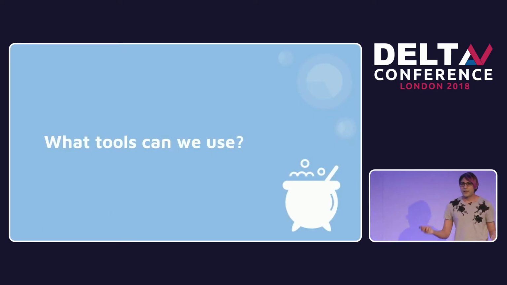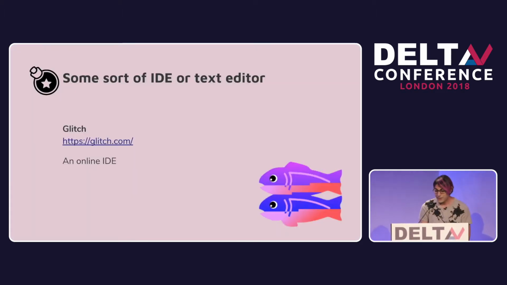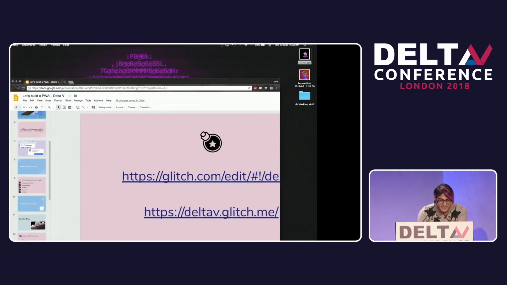So live coding in about 27 minutes, and how to make a PWA. We're going to need some tools to cut some corners. So this is where it gets fun. Let's start live coding. Firstly, I'm going to need some sort of IDE or text editor. My favorite is glitch.com. It's online and free, and it means you can all follow along. I could make a website from scratch, but I prepared one last night, which meant for the talk, I was up till like 2 a.m. making this.